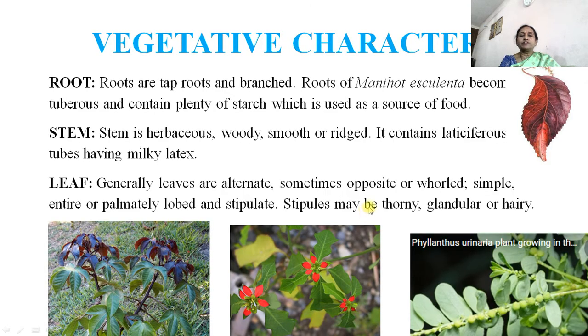Then vegetative characters. Vegetative characters contain root, stem, and leaf. Of them, roots are taproot and branched. Roots of Manihot esculenta become tuberous and contain plenty of starch, which is used as a source of food. Stem is herbaceous or woody, smooth, and rich. It contains laticiferous tubes having milky latex. Leaves generally are alternate, sometimes opposite or whorled, simple, entire, or palmately lobed and stipulate. Stipules may be thorny, glandular, or hairy.